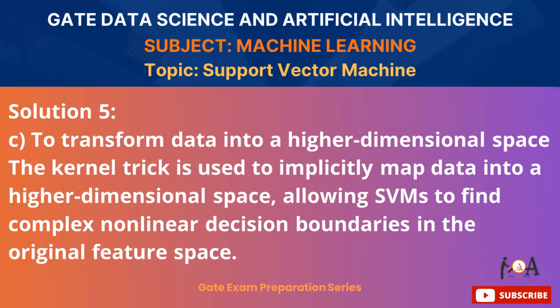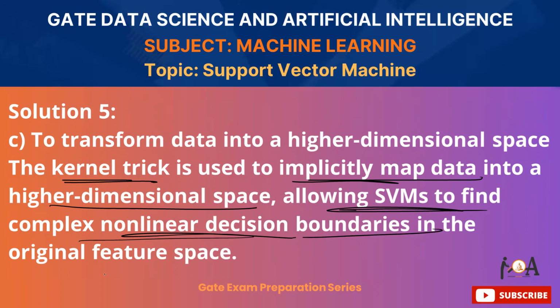So basically, the kernel trick is used to implicitly map data into a higher dimensional space, allowing support vector machine to find complex non-linear decision boundaries in the original feature space. Just advanced, right? So option C is the correct one.